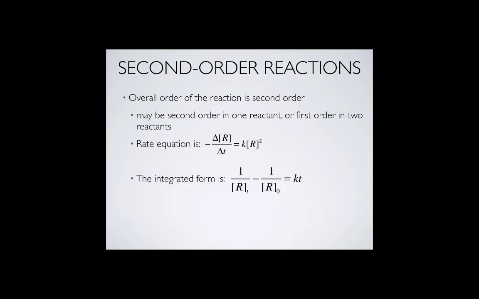The integrated rate form, which is generally what we want to use, is that 1 over the concentration of the reactant at time t minus 1 over the concentration of that reactant at time 0 is equal to kt. Again, since the concentration of reactant at time t is smaller, this will be a larger fraction than this one, and so we always get a positive value over here. The units of k in this case are liter per mole time.